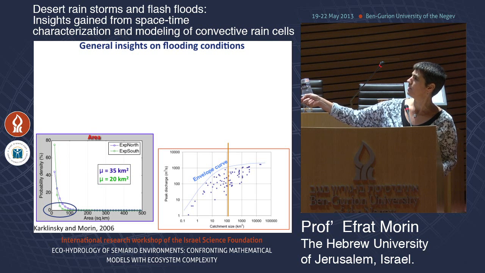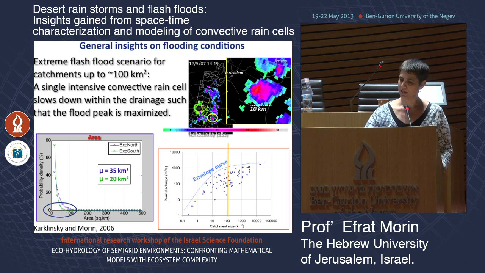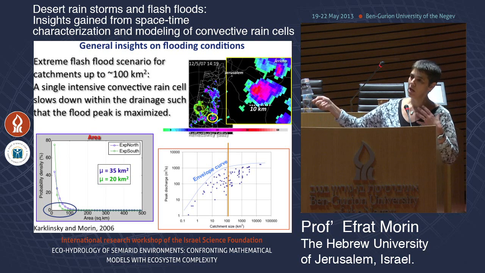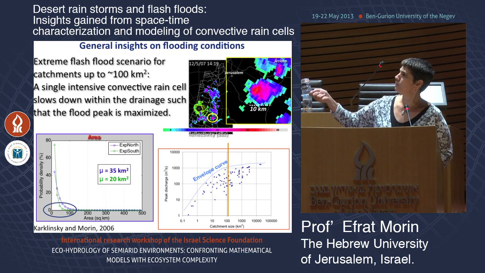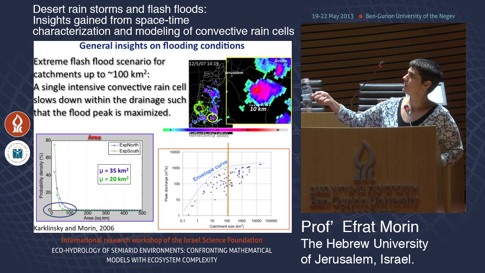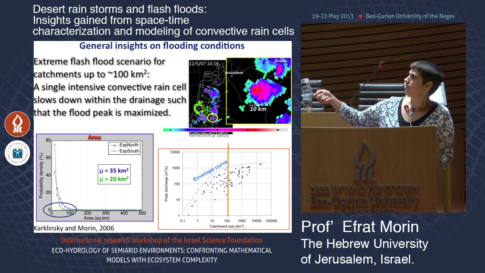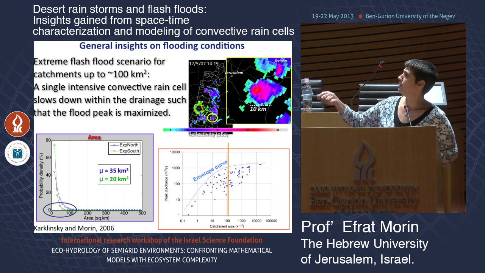And why 100 square kilometer catchment? Because you see most of the convective rain cells are in this range. So we think most of these points, these are all extreme events, were really generated when a single convective rain cell slows down, and it's very important that it will slow down. It's one of the most important properties. Of course, it has to be intense and everything else. It slows down within a drainage basin and actually brings this flash flood to some maximal value.